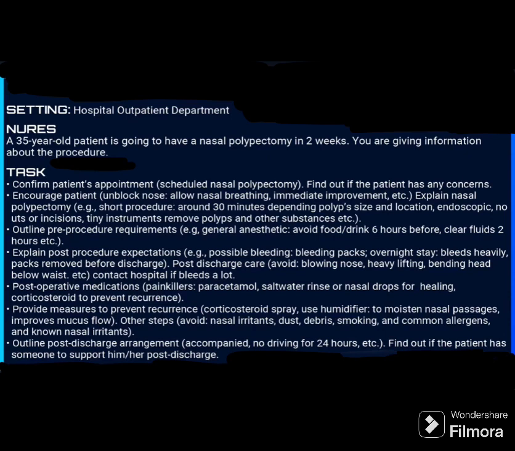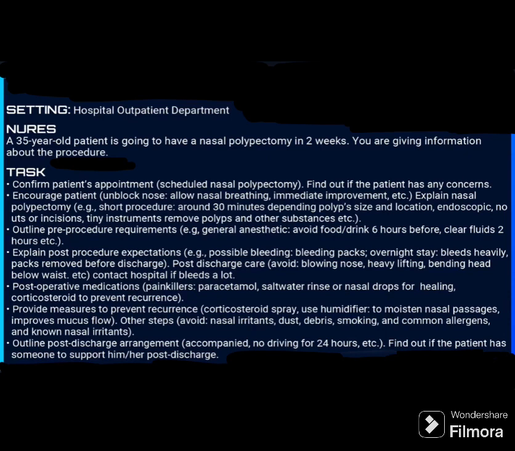Some other steps are, please try to avoid nasal irritants like dust, debris, smoking, and some common allergens. It's known as nasal irritants. If you feel irritation with any of these factors, you can just try to avoid them. Is it okay? Or how does that sound? Like that you can ask.